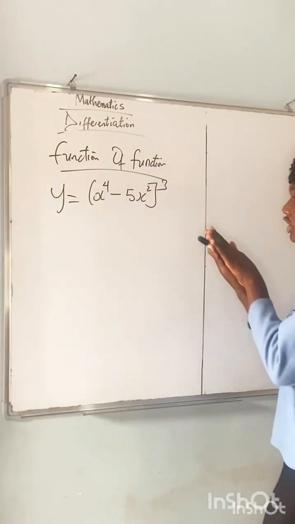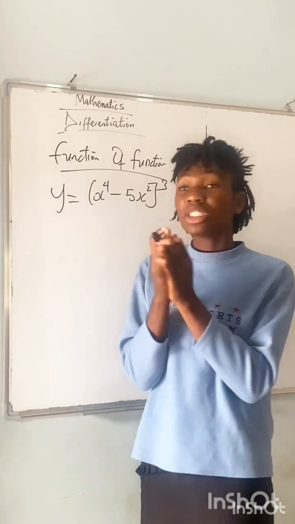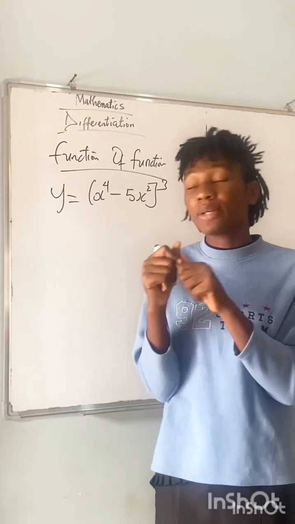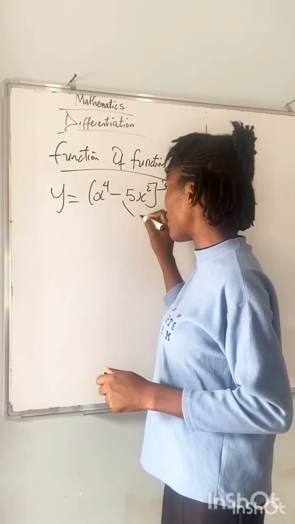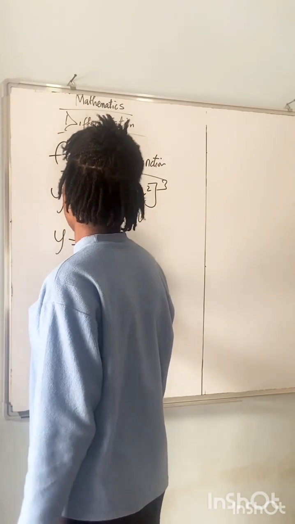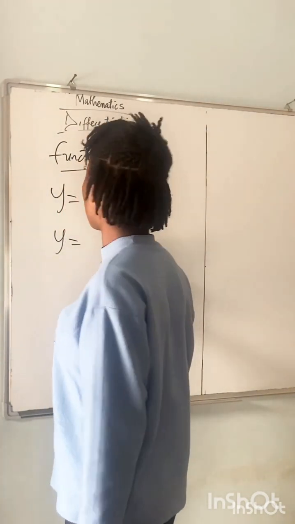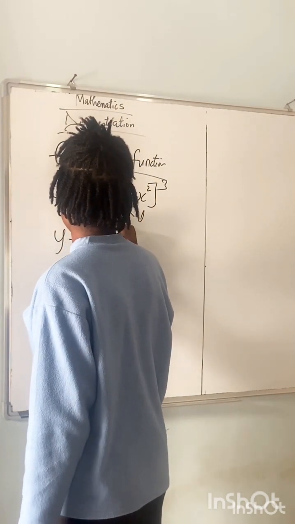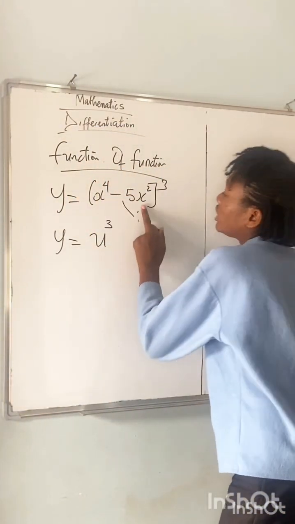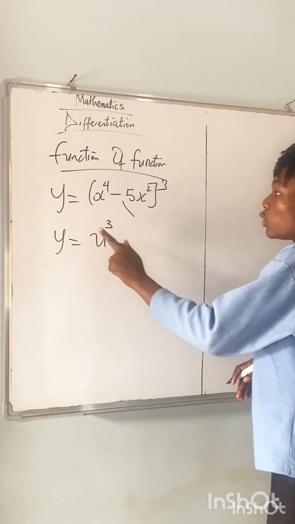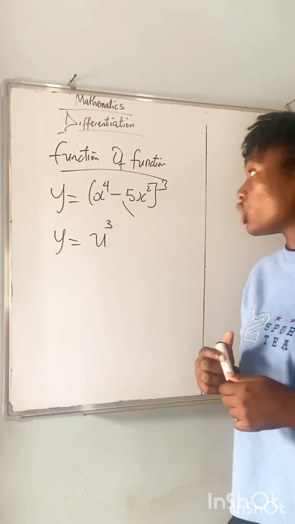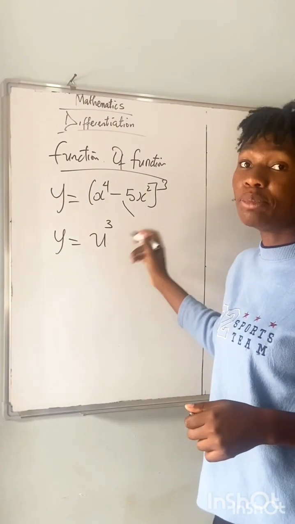We want to see how to differentiate this using our u. In this case, since it's just one basic expression, we'll be using only one u. So this bracket is our u, right? If we say this is u, we can also say that y is equal to u raised to power 3. So what we do here is simply function of function. We differentiate our u, then multiply.